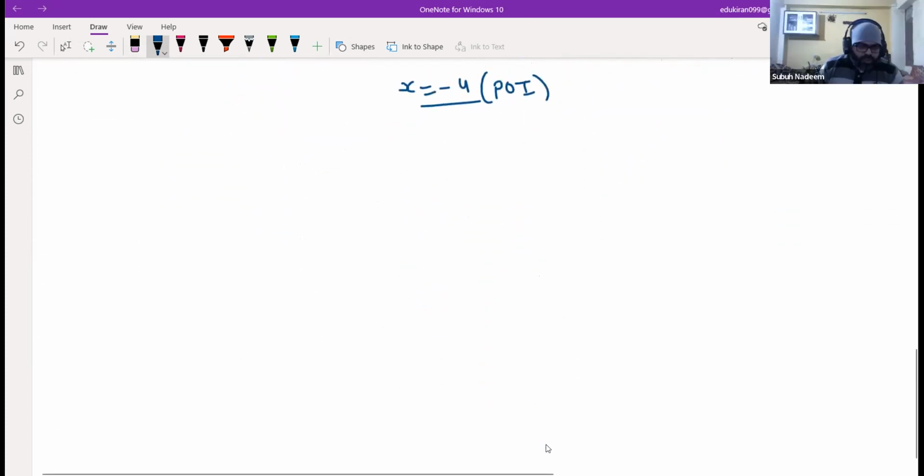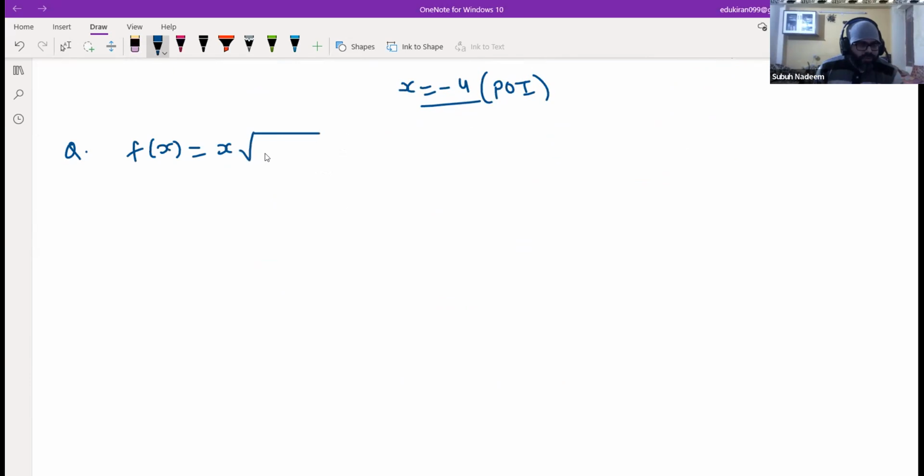Now, the next question which they have given, I want you to try on your own. That question is f(x) is equal to x root over x plus 1. So you have to find the interval of concavity. Would you like to try? Yeah, I'll try.